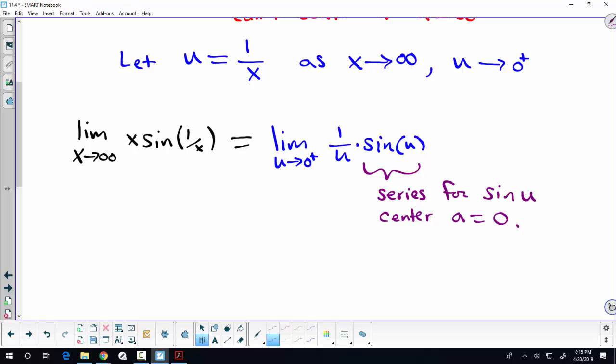Maybe you remember this special limit from Calc 1. It was involved in proving or justifying the derivative of sine and cosine. It was a pretty special limit. But yeah, you should get that to come out to be 1. That limit is equal to 1. Have any questions?